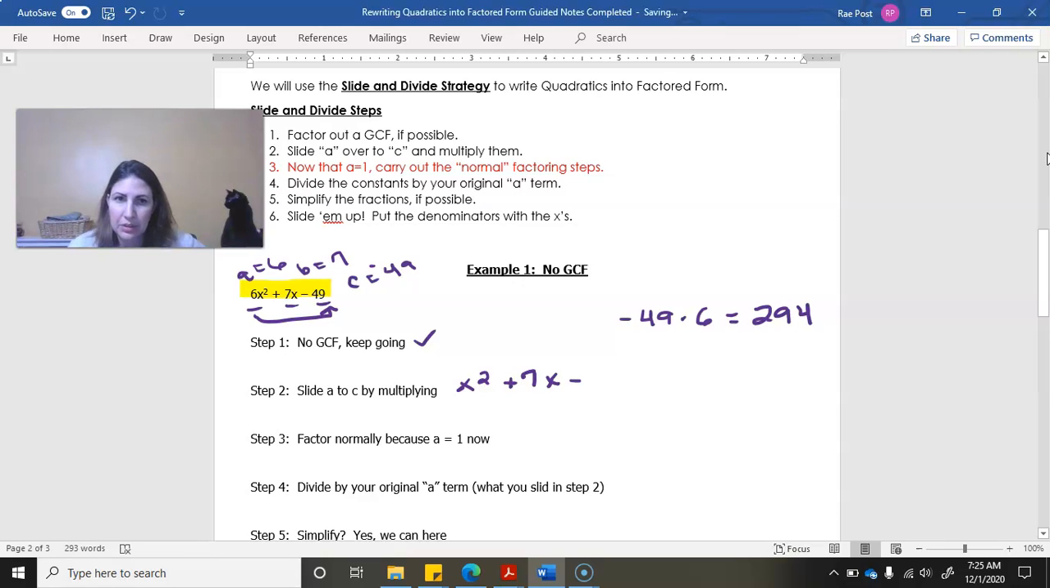So, negative 294. Now this is 294 here. It looks big, but it's going to be all right. Now it says we did that, and if you notice, our a term is now 1, right? Now it's 1x squared. So now we can factor normally. What's factoring normally? That's what we were talking about up here.